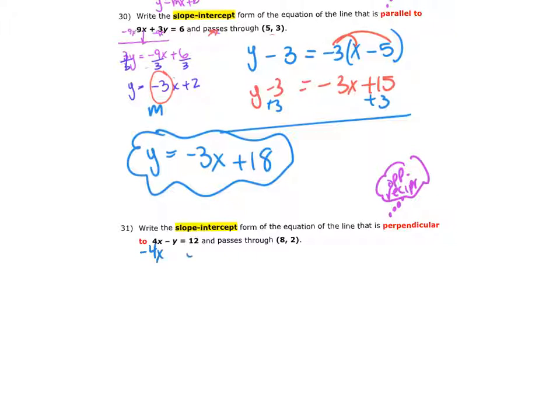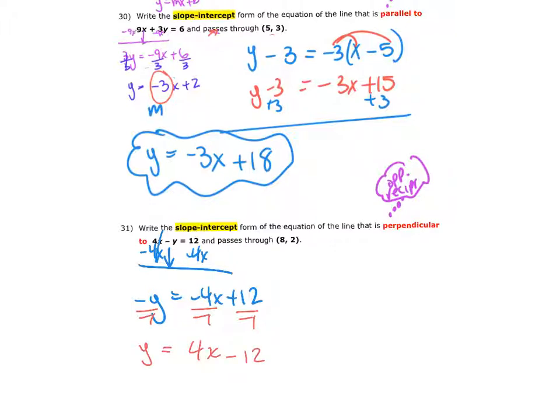So I'm going to minus 4x, and I get negative y equals negative 4x plus 12. Divide by negative 1. Very nice. Divide everything by negative 1, because I don't want negative y equals, I want y equals. Y equals positive 4x minus 12. The slope of the line I am perpendicular to is 4.